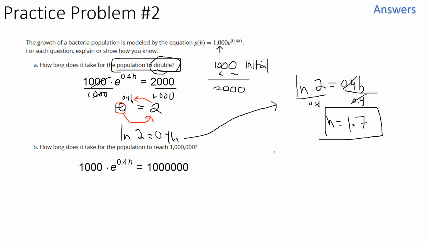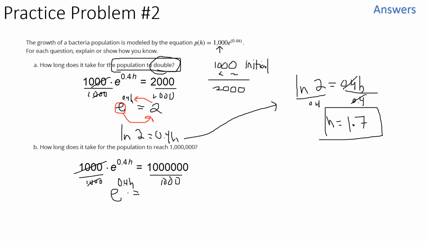All right, cool. So now that you had a chance to do that, very similar, we're going to divide by 1,000 both sides of the equation. So the 1,000s divide out. We're left with e to the power of 0.4h is equal to 1 million divided by 1,000, which is equal to 1,000.